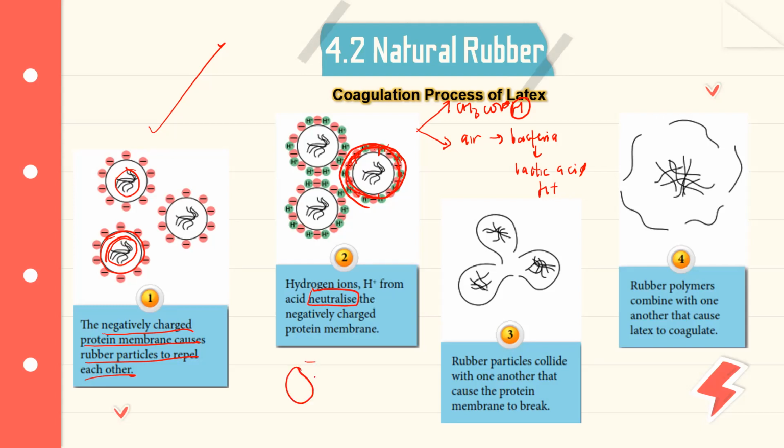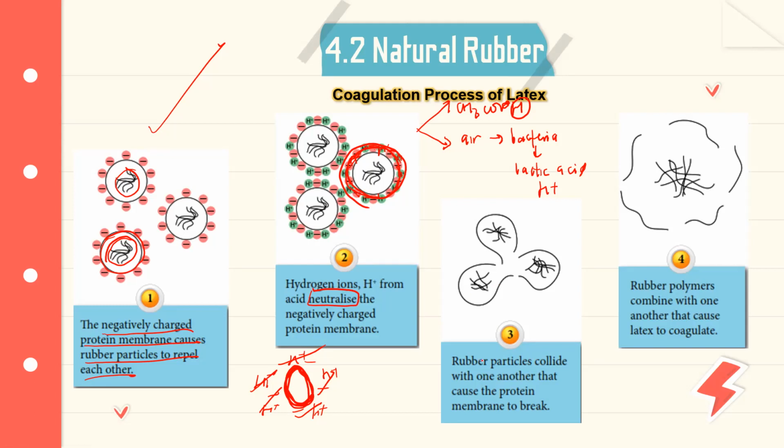I'm going to draw it again so you can see it clearly. Hydrogen ions, hydrogen ions, hydrogen ions. Cancel, cancel, neutralize, neutralize, neutralize. Do I have anything else left outside my protein membrane now? Do I have any charges or any hydrogen ions outside my protein membrane? No. Nothing whatsoever.